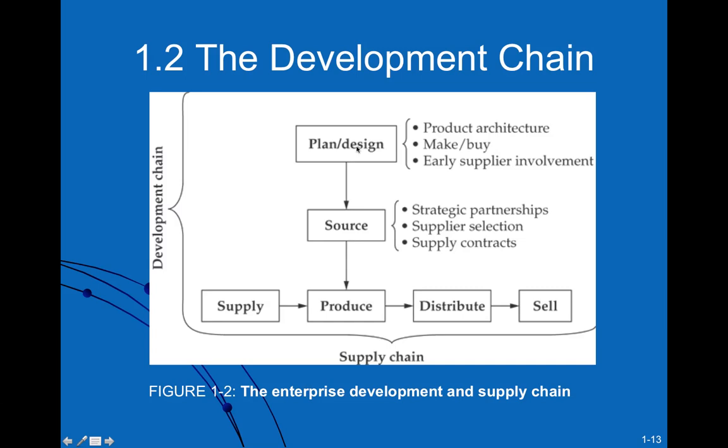You see here, plan, design, source, and then some decisions have to be made here, like what is the nature of the product architecture? What does it look like? So, for example, Dell's computers are very modular. Computers in general are very modular, and so you would need to decide in some cases, are you going to make certain parts of that product, or are you going to actually purchase certain parts of that product, etc. And when we get down to the supply chain, we see we supply, produce, distribute, and sell. So the interface between those two chains happens here at the production stage.